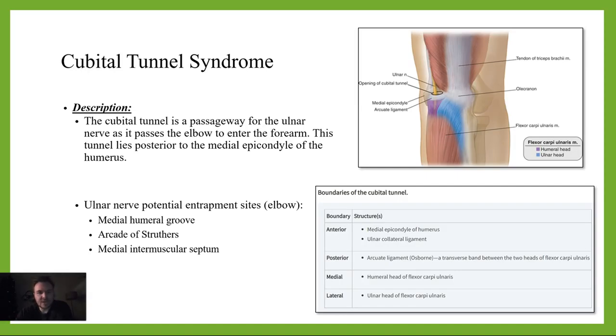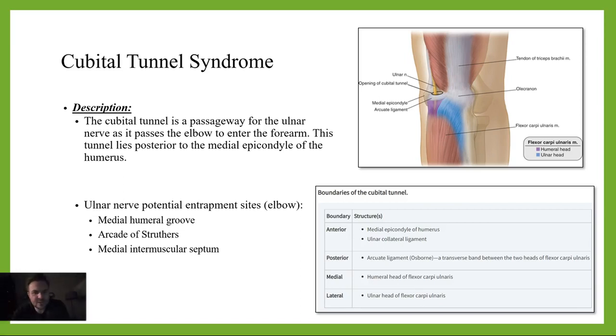The cubital tunnel is a passageway for the ulnar nerve as it passes the elbow to enter the forearm, and this tunnel lies posterior to the medial epicondyle of the humerus. And so if you think about your medial epicondyle and your olecranon, really the cubital tunnel is right in between those two spaces, and that makes up your quote-unquote funny bone. So if you ever hit that area, you know the ulnar nerve lives there. You have a tingling sensation go down to your fourth and fifth digits.